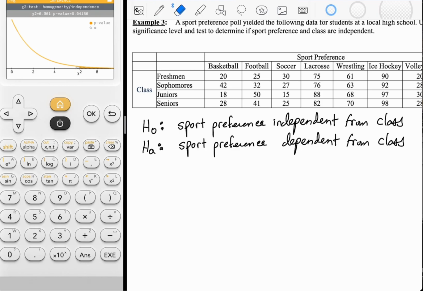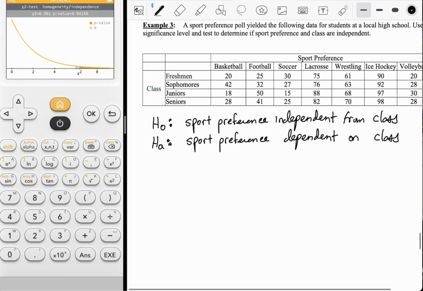Oh, and I suppose change the "from" to an "on." All right, so they're independent from each other, or they're dependent on each other. All right, so we're going to see. 5% on the alpha.